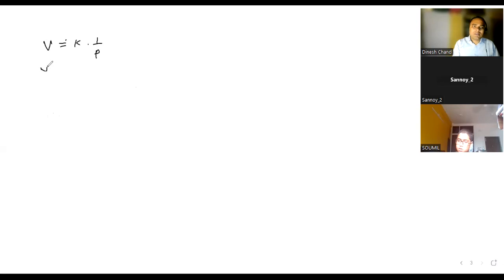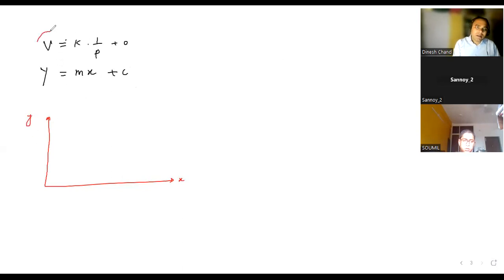Now, if you are matching with y equals mx plus c, the intercept here is 0. Nothing is there, so the intercept will be 0. If you make the graph between these two things, the y-axis is volume, and on the x-axis you take 1 by P, not directly P. Now, what is the slope? M is the slope.